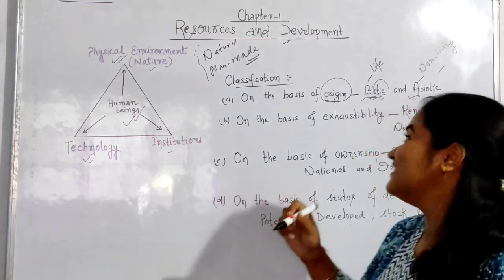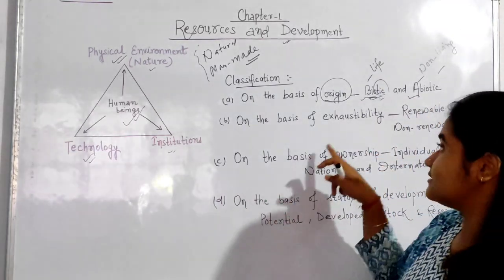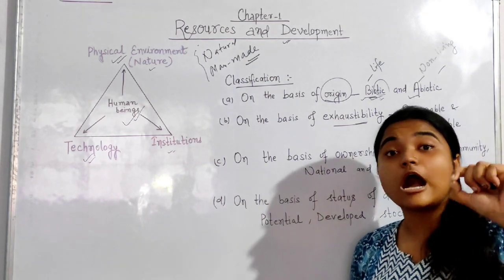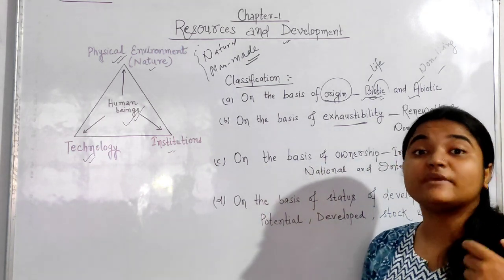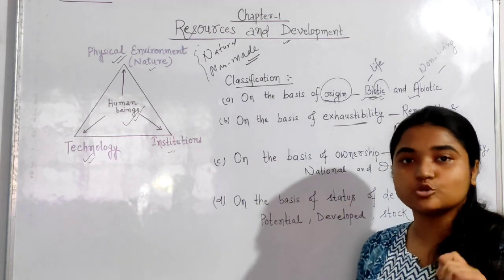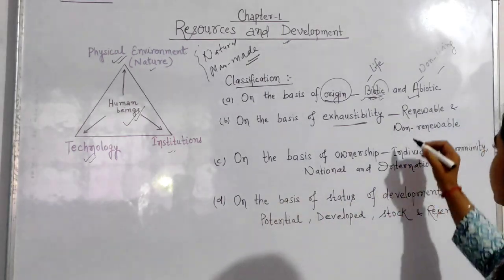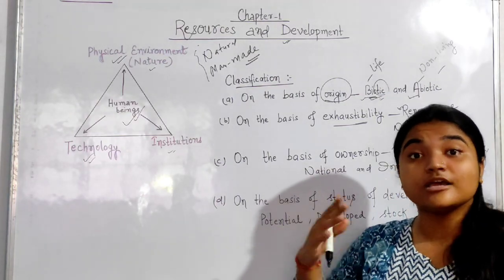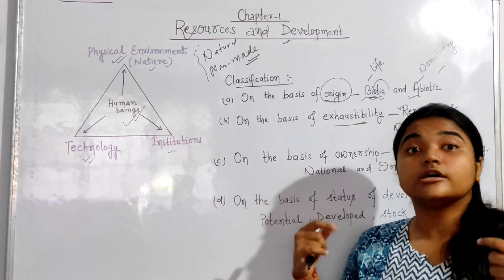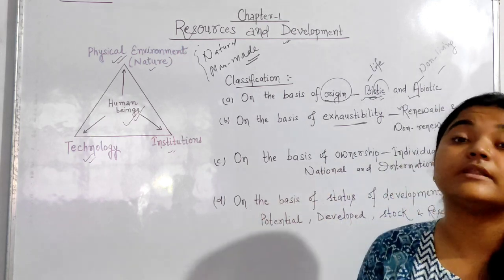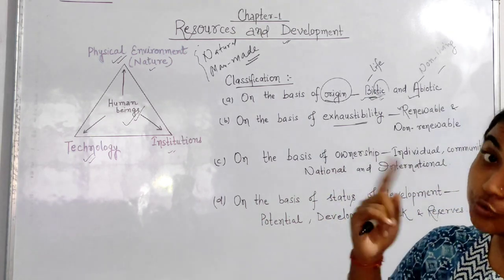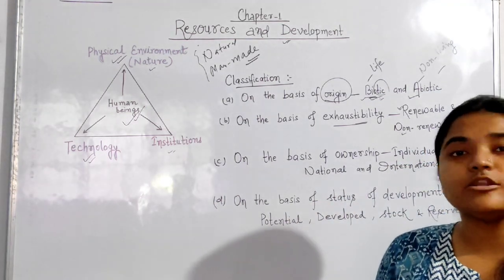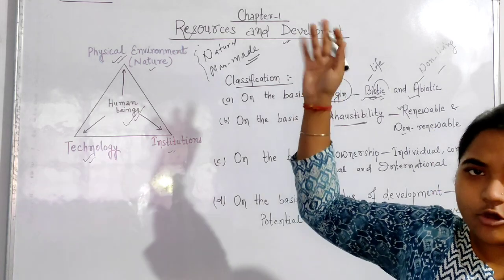Marker. So the second basis is the exhaustibility. Exhaustibility means for how much time a resource can be used. First one is the renewable. Renewable means those resources which can be used again and again and can be replenished. Replenished means reused. And second is the non-renewable, that cannot be used for a very, very long period of time.